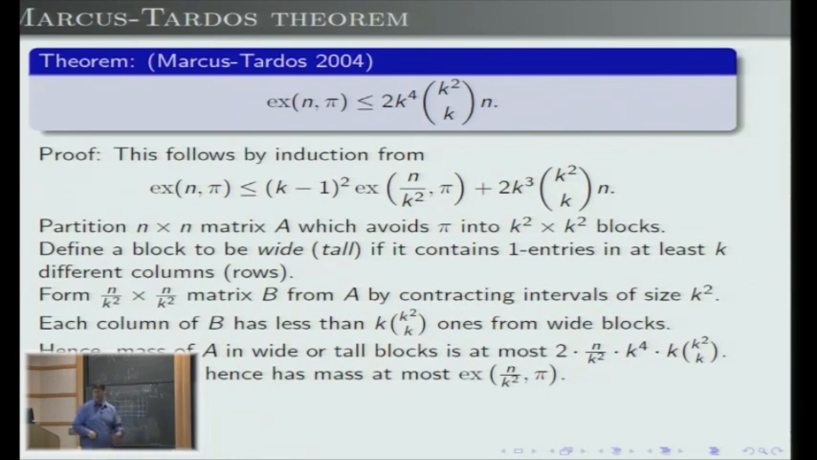Now the remaining blocks are neither wide nor tall, which we haven't accounted for. If a block is neither wide nor tall, it has ones in at most k minus 1 columns and ones in at most k minus 1 rows, and therefore it contains at most k minus 1 squared ones. And the number of those blocks that contain at least one 1 is at most the extremal number of n over k squared times n over k squared for pi, because this B that we get also avoids pi. And so we bound the total number of ones in A by the right-hand side. And A we pick to be an n by n matrix which avoids pi.